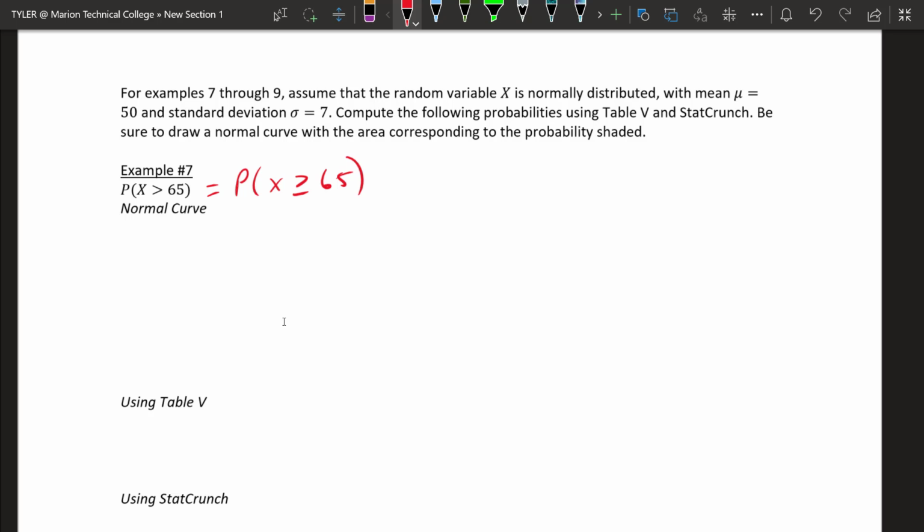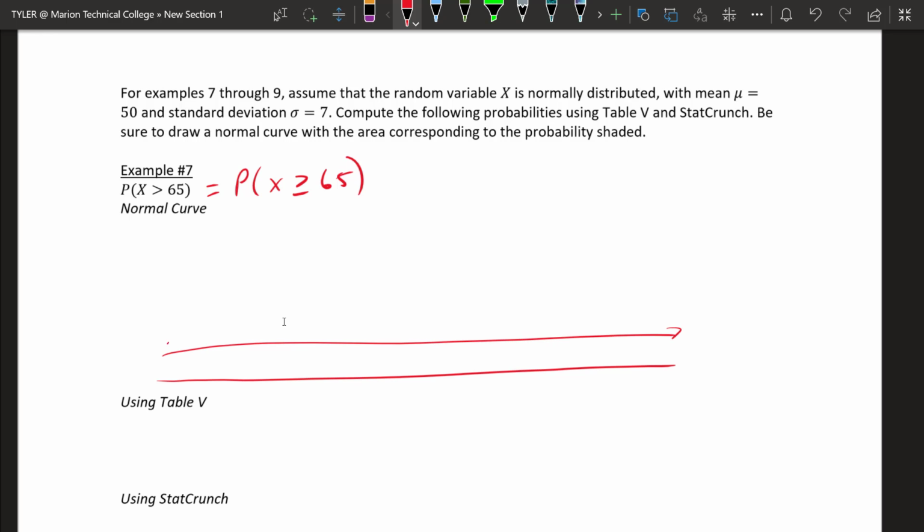To be able to find this area, first let's draw the normal curve. I'm going to draw two axes on here. I'm going to label them x and z. We're going to use them both here in a moment. So I'm going to draw my standard normal curve here.